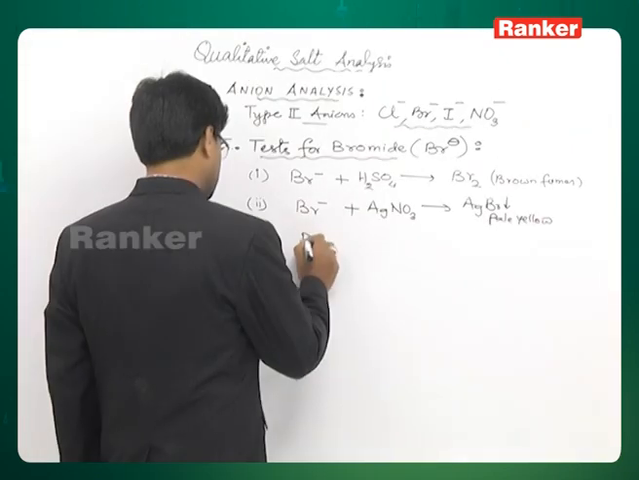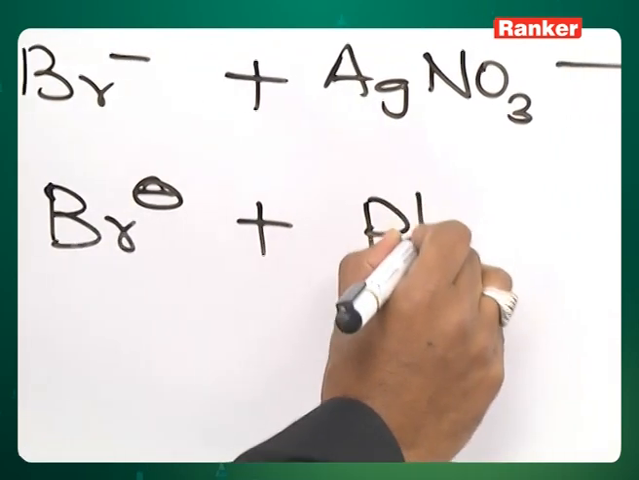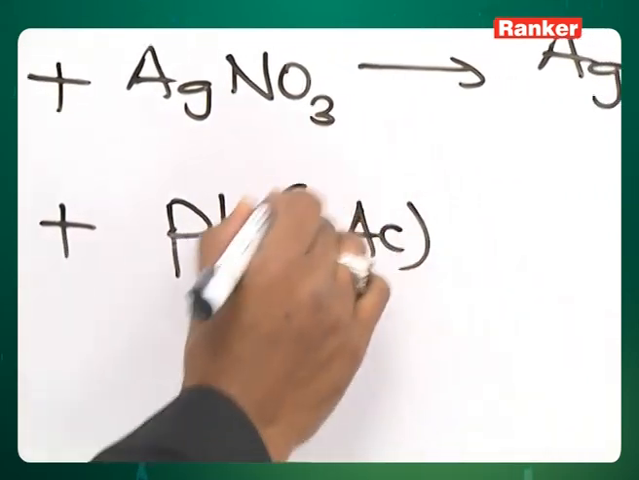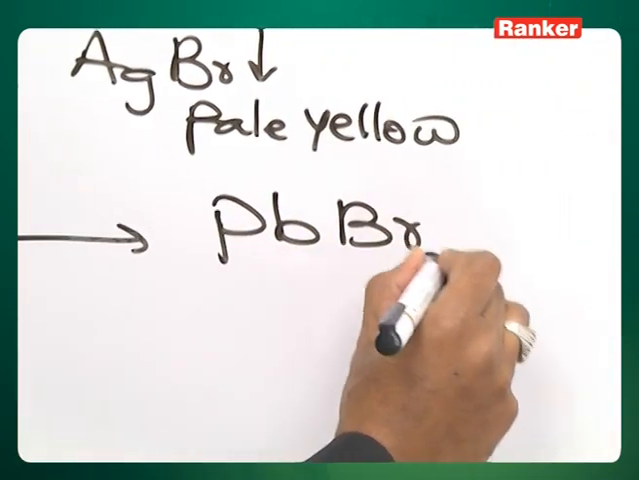Number three, bromide plus lead acetate, you get a white precipitate of plumbous bromide.